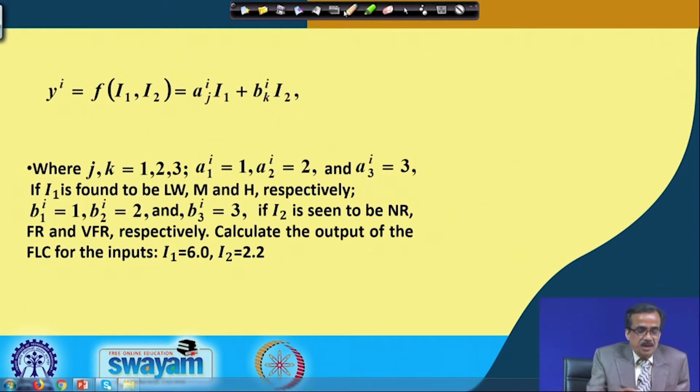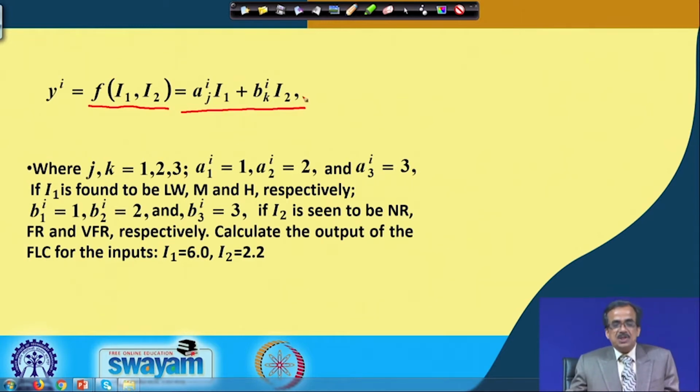ith rule. Now, the output of the ith rule, that is y_i, is nothing but a function of two input variables, that is f of I1, I2, and that is nothing but a_ji I1 plus b_ki I2. So, this is a linear function of the input variables. The output of the ith rule is nothing but the linear function of the two input variables, I1 and I2, where j and k are 1 or 2 or 3.